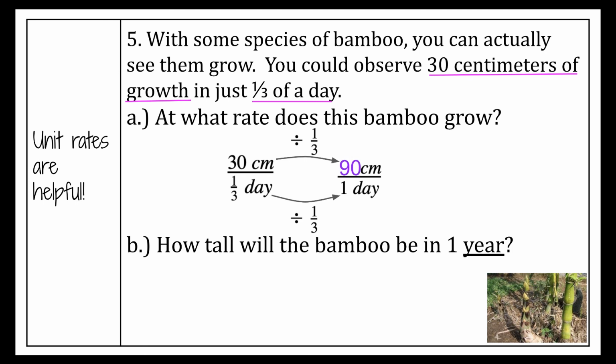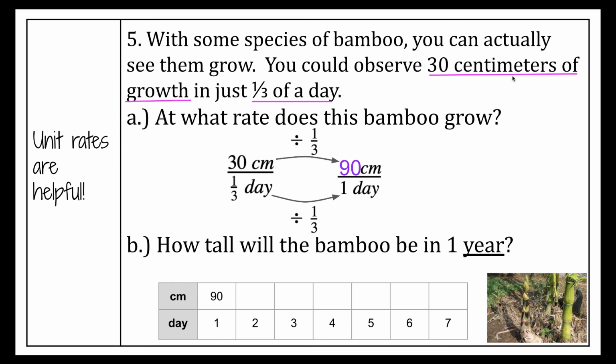90. Interpret that unit rate right there. 90 centimeters for every 1 day that bamboo is growing. We can take that a step further. How tall will the bamboo be in 1 year? Now what's different here? I know that it grows 90 centimeters in 1 day.